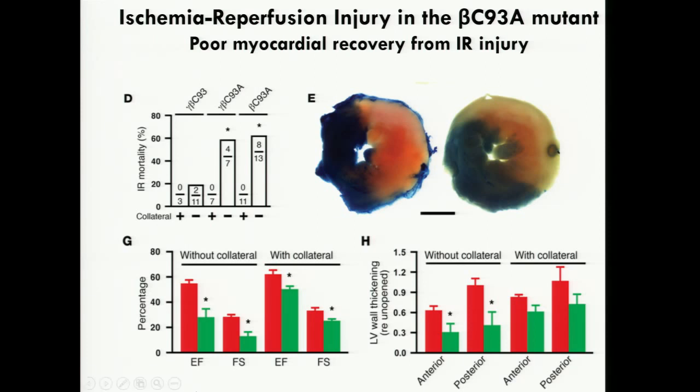They also looked at function, and in panel G, you can see in red the control animals after this ischemia reperfusion injury, and in green the mutant animals. You can see that the mutant animals have a markedly reduced ejection fraction by comparison to the control animals. They have a markedly reduced fractional shortening. That's also a measure of contractility. Whether they had collaterals or not, the mutant mice did worse. And then LV wall thickening, again a measure of the function of the myocardium. Its ability to contract is also impaired in the mutant mice, as shown in green.